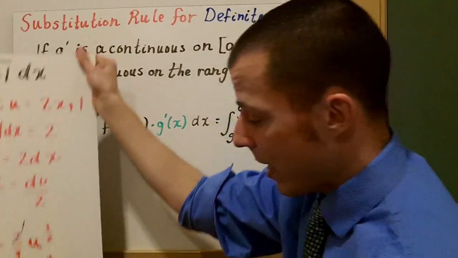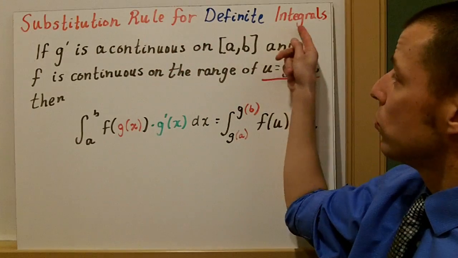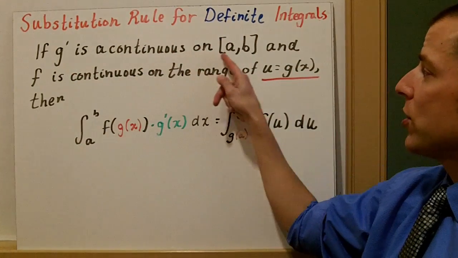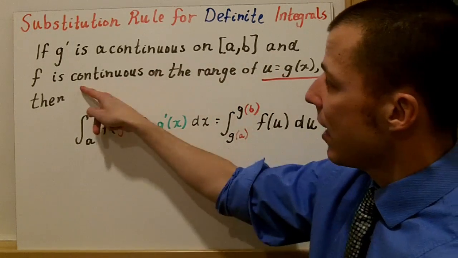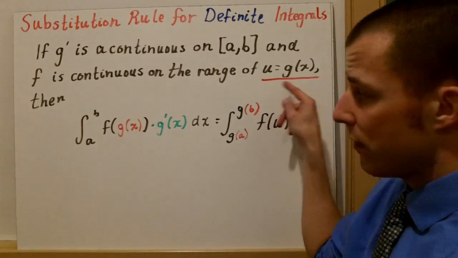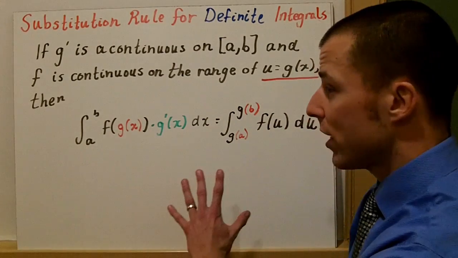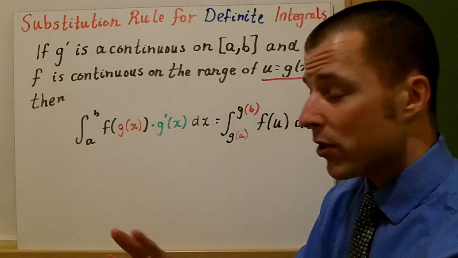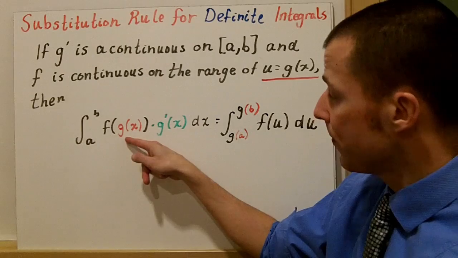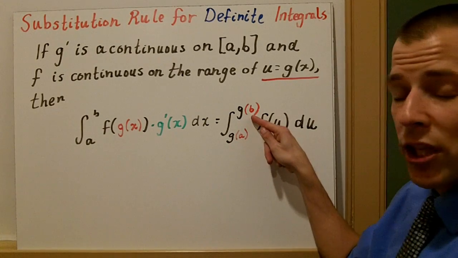So before we look at method 2, we have to look at how we define the substitution rule for definite integrals. Now, if g is a continuous function on [a, b] and f is continuous on the range of u equals g of x, the following occurs. Now, it's really hard to look at this and understand maybe what's going on, but you have a function inside of another one, a composition, times the derivative. So you have this g of a and g of b.